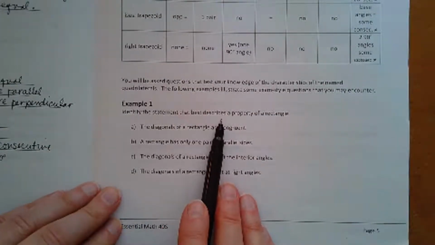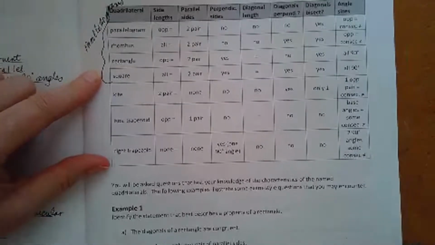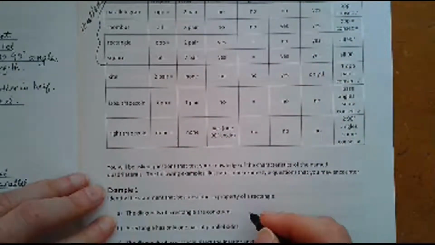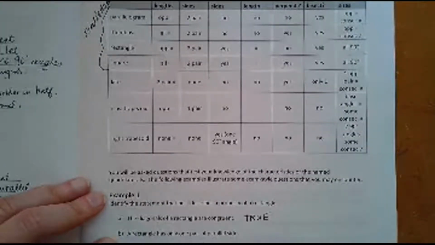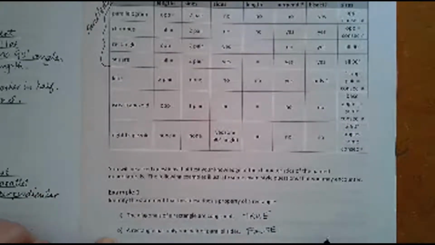Identify the statement that best describes the property of a rectangle. Okay, we've got our notes up here as well. So the choices: diagonals of a rectangle are congruent. Rectangle, diagonals, equal length, yes. So that's true. A rectangle has only one pair of parallel sides. A rectangle has two pairs. This is false. It has two pairs of parallel sides.